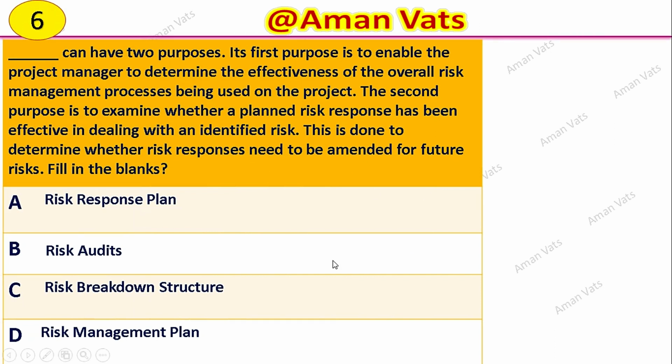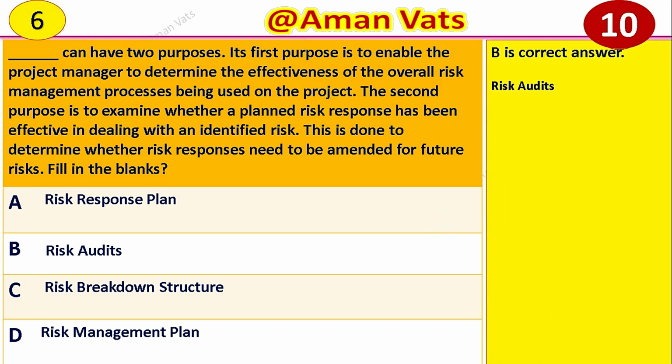So this is the statement. This question is related to the risk. Timing starts. Your answer is B. It is risk audit. Risk audit can have two purposes. First, enable the project manager to determine the effectiveness of the overall risk management, and second, examine whether a planned risk response has been effective in dealing. Okay, so this is kind of a validation, verification kind of thing.